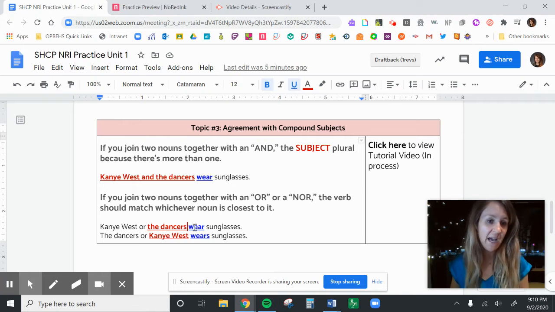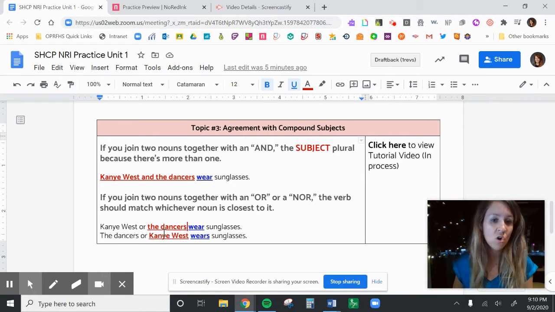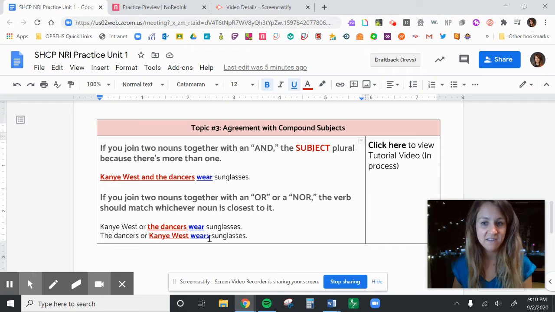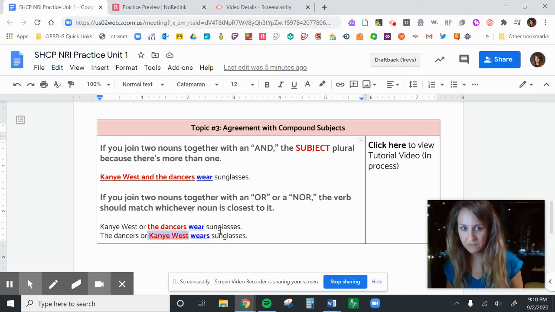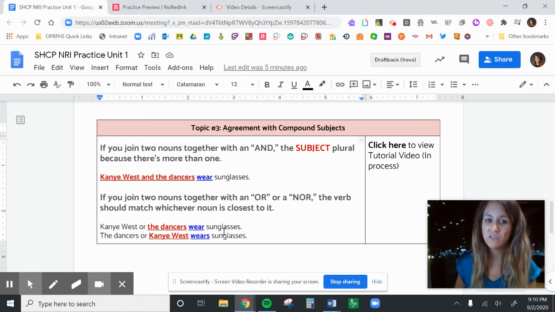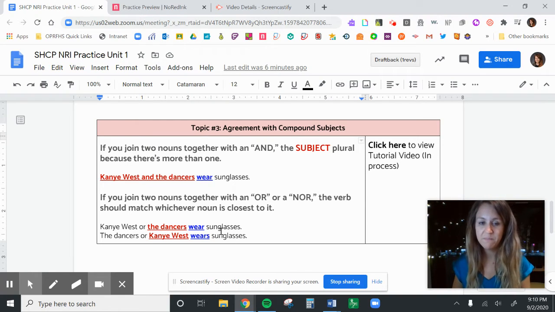But if we switch it around, the dancers or Kanye West wears sunglasses. Here we have the dancers is plural, Kanye West is singular, but because Kanye West is closer to the verb, it's going to go singular. So it really matters whatever is closest to the verb, that's what it's going to be.